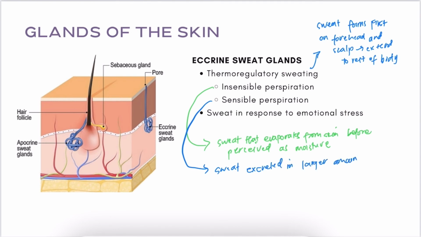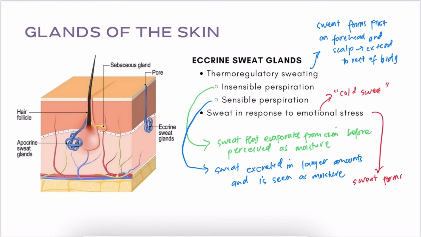Sweat that evaporates from the skin before it is perceived as moisture is termed insensible perspiration. Sweat that is excreted in larger amounts and is seen as moisture on the skin is called sensible perspiration. Eccrine sweat glands also release sweat in response to an emotional stress, such as fear or embarrassment. This type of sweating is referred to as emotional sweating or a cold sweat. Emotional sweating first occurs on the palms, the soles, and axilla, and then spreads to the other areas of the body.